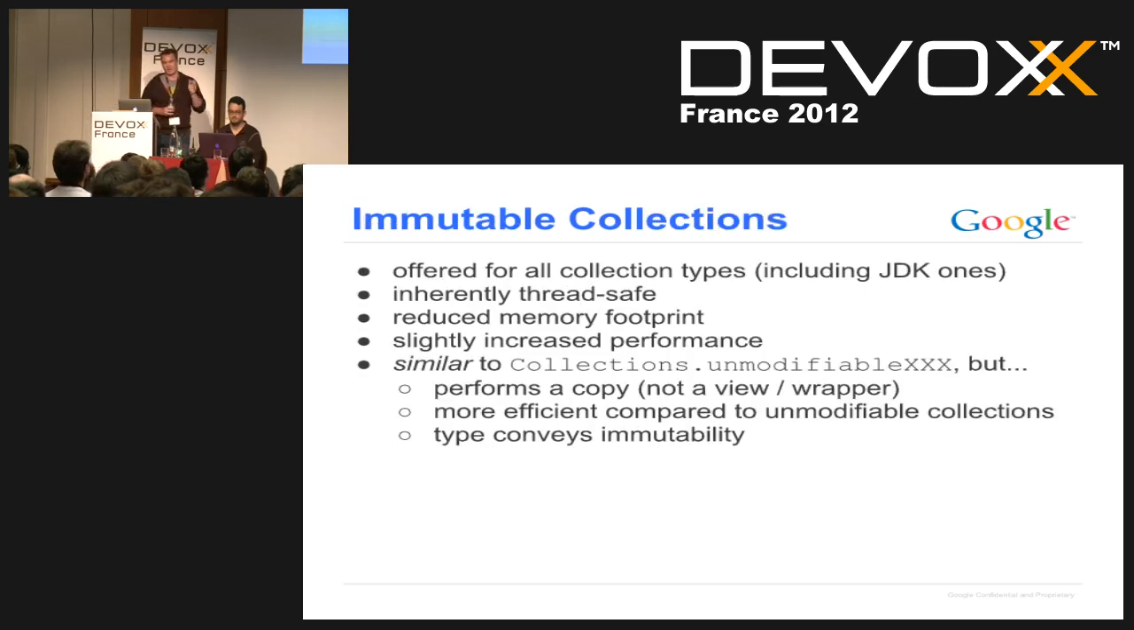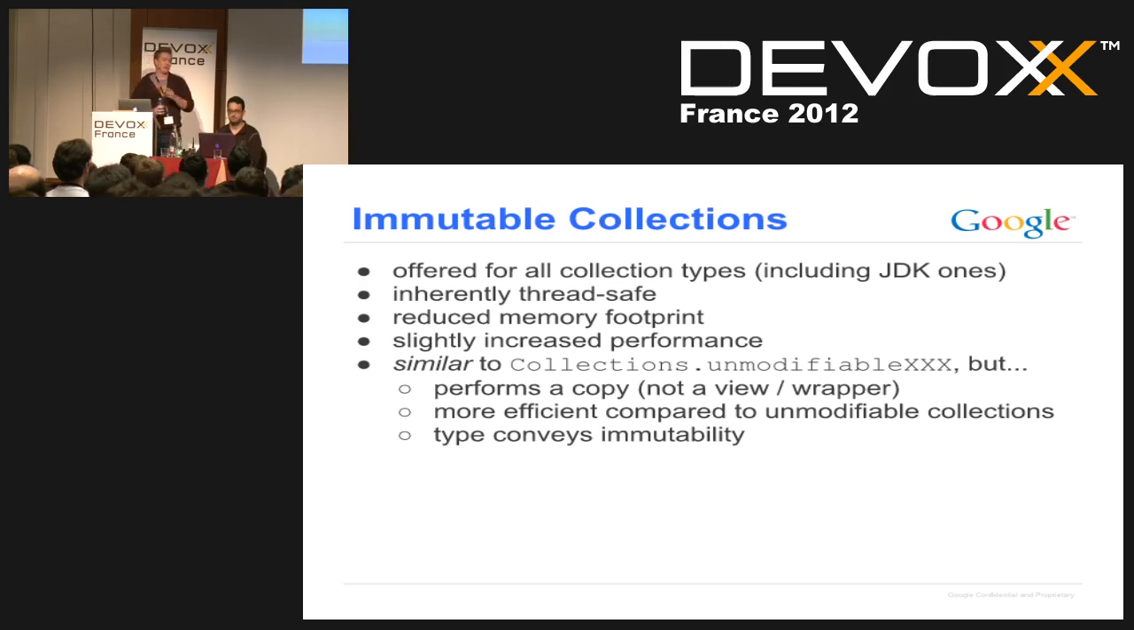And immutable collections. I touched on these briefly before, but we offer an immutable flavor of every Java collection in the JDK as well as the ones that we just saw that we've added in Guava. The benefit of immutable collections is that they're inherently thread safe. So if they're immutable, then you don't have to worry about thread safety at all. They also have a reduced memory footprint and slightly increased performance. We've worked hard to make sure that these stay performant.